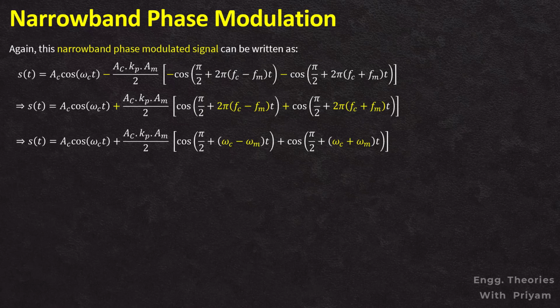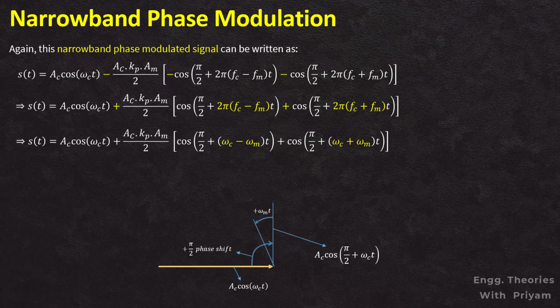For the phasor diagram of the narrowband phase modulated signal, the carrier signal, which is Ac cos ωct, is represented by a horizontal phasor with the amplitude Ac. Next, we draw a line that is 90 degrees phase shifted with respect to this phasor, which can be represented by Ac cos(π/2 + ωct). Now we will move this line by plus ωm to generate another phasor Ac cos(π/2 + (ωc + ωm)t). And we will also move this line by an angle of minus ωm to generate another phasor Ac cos(π/2 + (ωc − ωm)t).